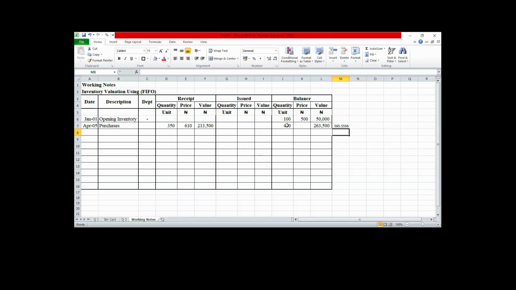Okay. So to put it in my own words, in the balance column, for the quantity, we have a mixture of two different types: we have the addition of the old and the addition of the new, and they don't have the same prices. So 350 pieces out of the 450 cost 610 naira, and 100 units out of the 450 cost 500 naira. Yes, you are right. That's the addition of the two, which gives us the value.